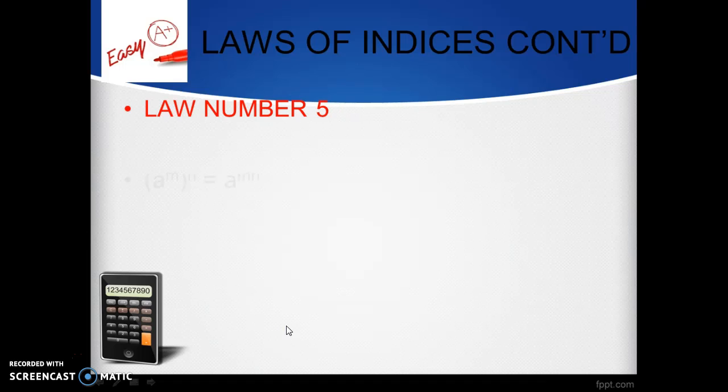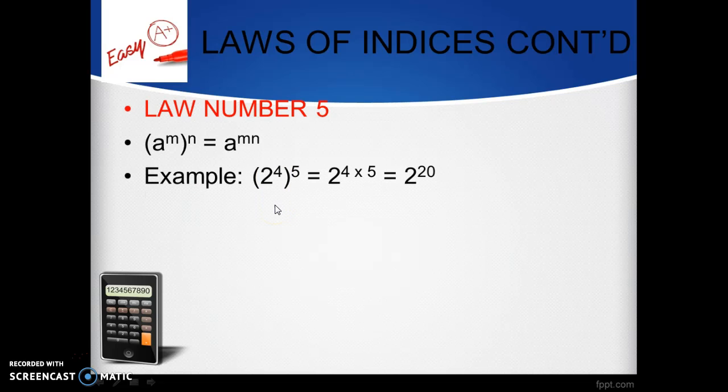Law number 5, suppose you have a number a to the m, raised to another index n, and the law says that you can simply multiply those indexes, so it will be a to the m times n. An example of this is where we have 2 raised to 4, all to the 5th, right? Then you can simply multiply the 4 and the 5, and then you have 2 raised to 20, right?